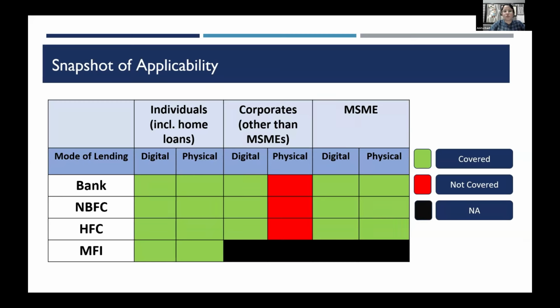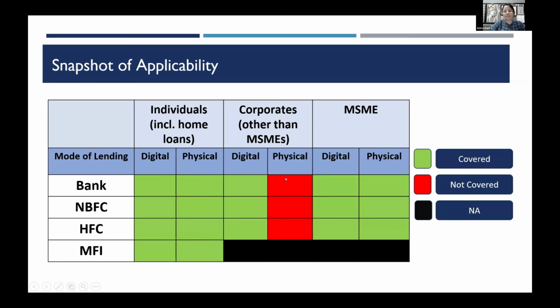Loans to individuals given by banks, NBFCs, HFCs, be it digital or physical, both are getting covered. So digital was already covered, but physical, because we are covering retail lending over here, so all the loans that we are extending through any mode of lending to individuals will get covered. To corporates, in case we are doing physical lending and it is other than MSME, that is right now not covered under the regulations as such, because the regulations specifically are covering MSMEs only. So MSME term loans are specifically covered.